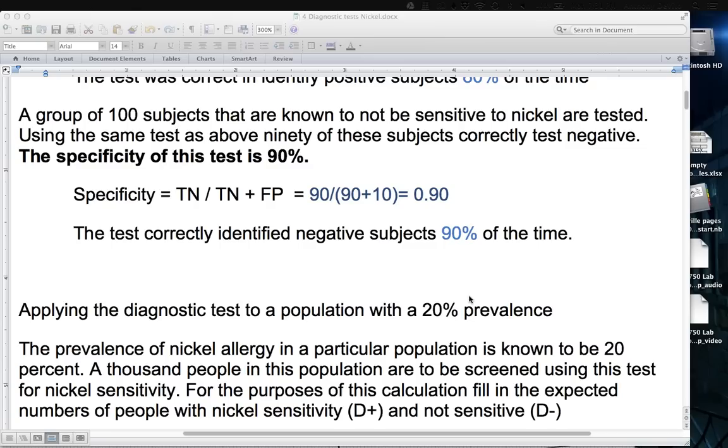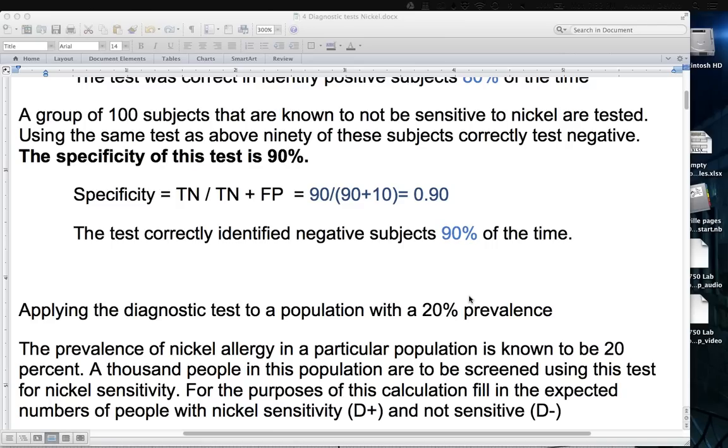Okay, so now we take 100 people that we know are not sensitive to nickel, and we give them the same test. 10 out of 100 times it says, oh, that person's sensitive to nickel. It's wrong 10 times, right? The 90 times you got it right are true negatives. People that don't have the disease, and it was right, it identified them as negative. The 10% of the times that it got it wrong, they're false negatives. Let me think about this for a second. They're false positives.